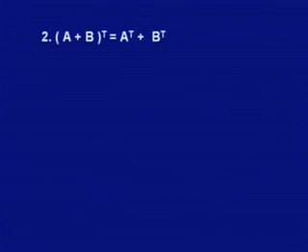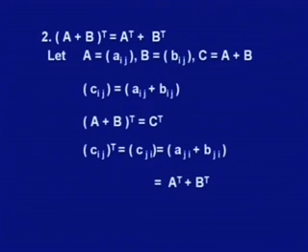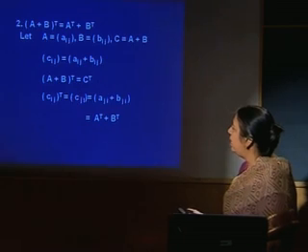Now, the second property is that (A plus B) transpose is A transpose plus B transpose. For this, let us consider A as the Aij matrix, B as the Bij matrix, then C is the sum of A and B. So, Cij, the typical element of the C matrix, will be Aij plus Bij, then the transpose of A plus B is C transpose, and Cij transpose will be Cji. Rows and columns are interchanged.